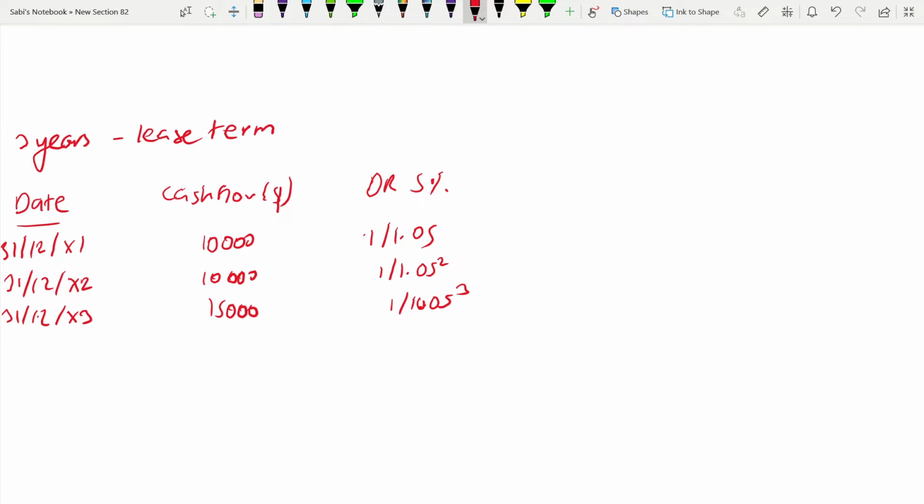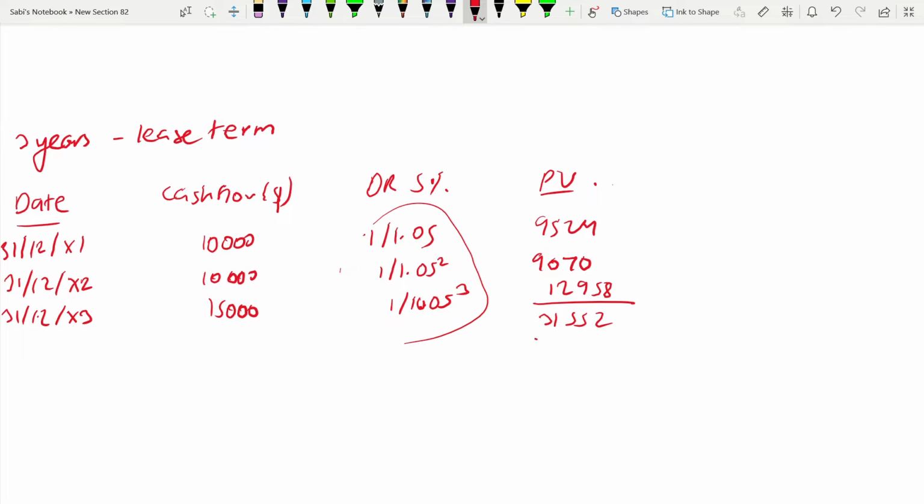You can get this from the table also, if you are doing it in Excel in your SBR worksheet, the ACCA practice platform. If you are doing it there, you will get it from the table also. You can use it, or you can do it like this. In Excel, if you put it, you will get it. Then present value: basically, you just multiply your cash flow with the discount factor. So here it's 9,524. Do this on your own and check whether you are getting this figure or not. You should be able to do it on your own. Once you add these up, it's 31,552. So this is your lease liability, 31,552.